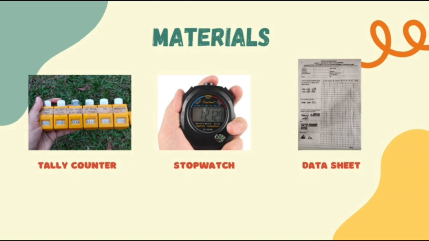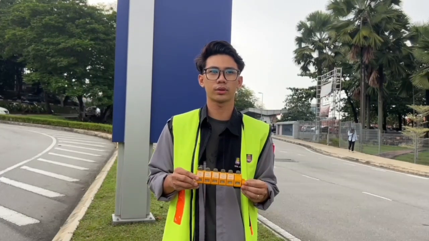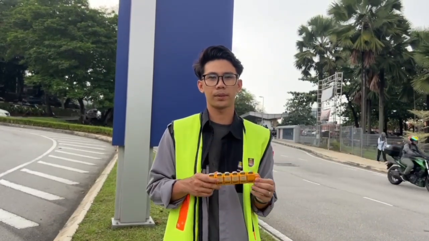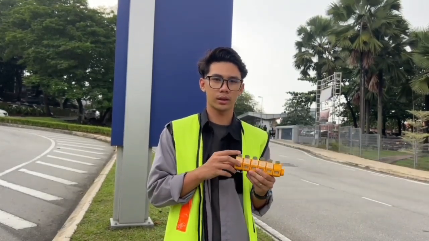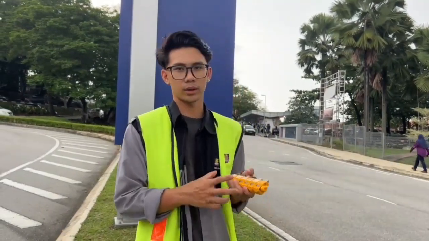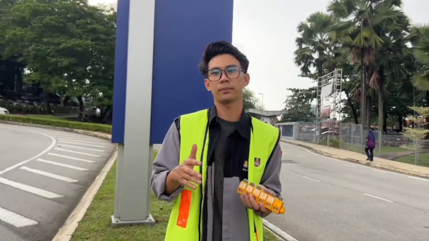Before we begin, let's go over the materials needed for the study. First, we need a telecounter, a stopwatch, and a datasheet. Step 1. Before starting the count, I will reset the telecounter to 0. Step 2. Each time a vehicle passes, I will press the button. Step 3. At the end of each 5-minute interval, I will record the count on my datasheet.